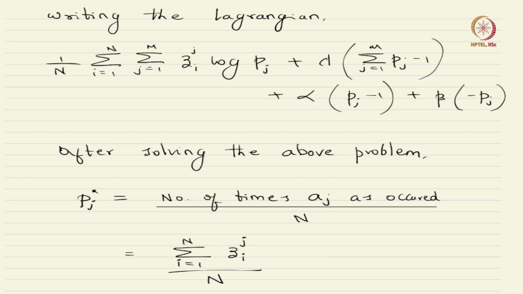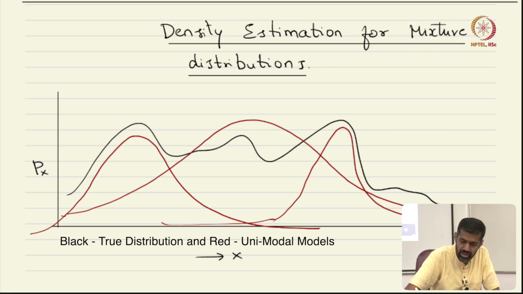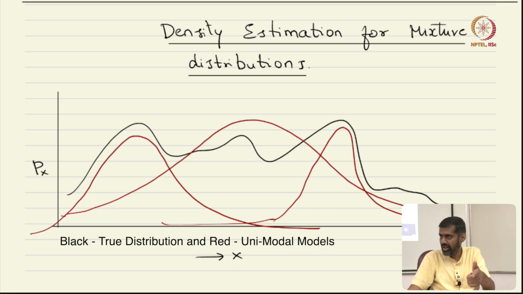Welcome back. So let's move on to another interesting algorithm, which is density estimation for mixture distributions. One important question is, when we do maximum likelihood estimation, we start by assuming that our underlying density has a particular functional form. We just saw one case where we assumed that to be a Gaussian density.